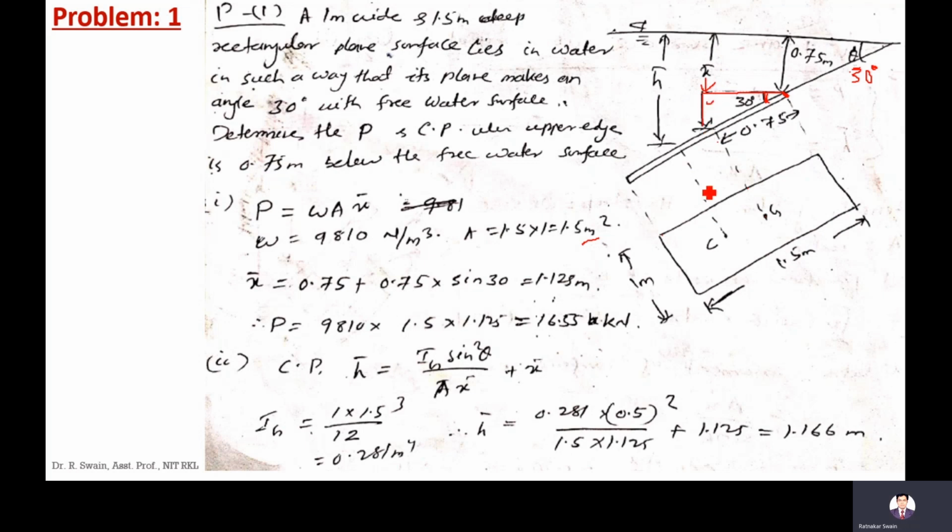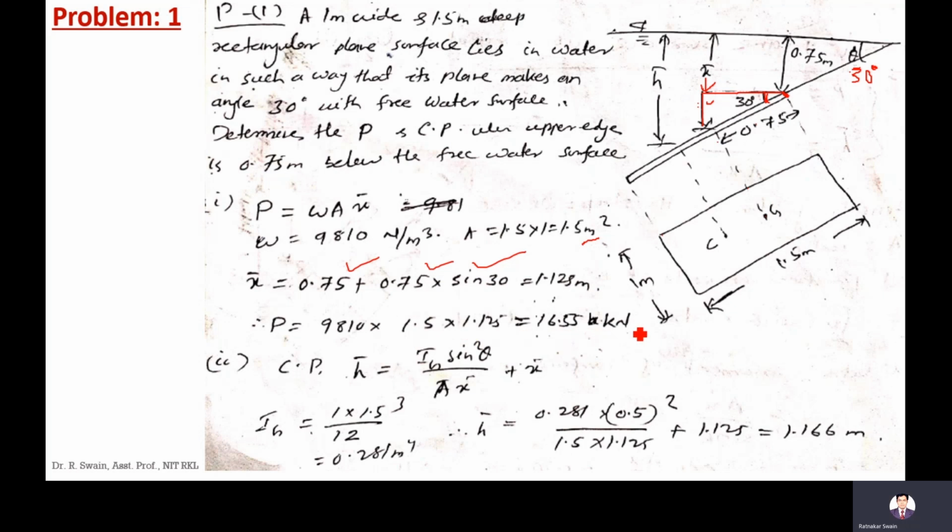This length will be what? If you take sin 30, it is this value divided by this value. So this value will be 0.75 into sin 30. That is written here: 0.75 plus 0.75 sin 30, which is equal to 1.125 here. So total pressure will be 9810 into 1.5 into 1.125, which is equal to 16.55 kilonewton.